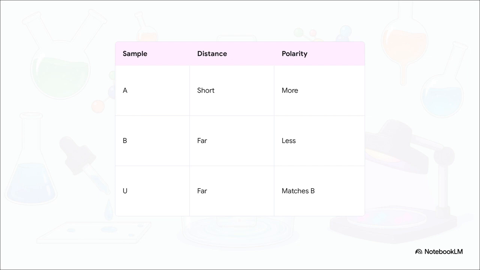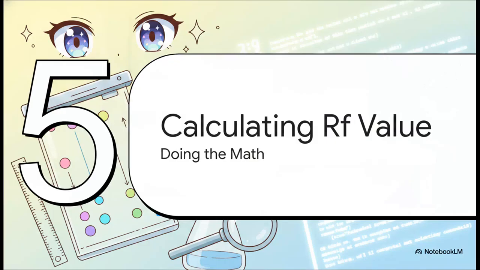But the big reveal? Sample U, our unknown, traveled the exact same distance as sample B. We did it! We have successfully identified our unknown liquid. It is undeniably aspirin. Visual confirmation is incredibly satisfying, but in science, we always need to back up our eyes with cold, hard math. Let's move to Section 5, calculating the RF value.